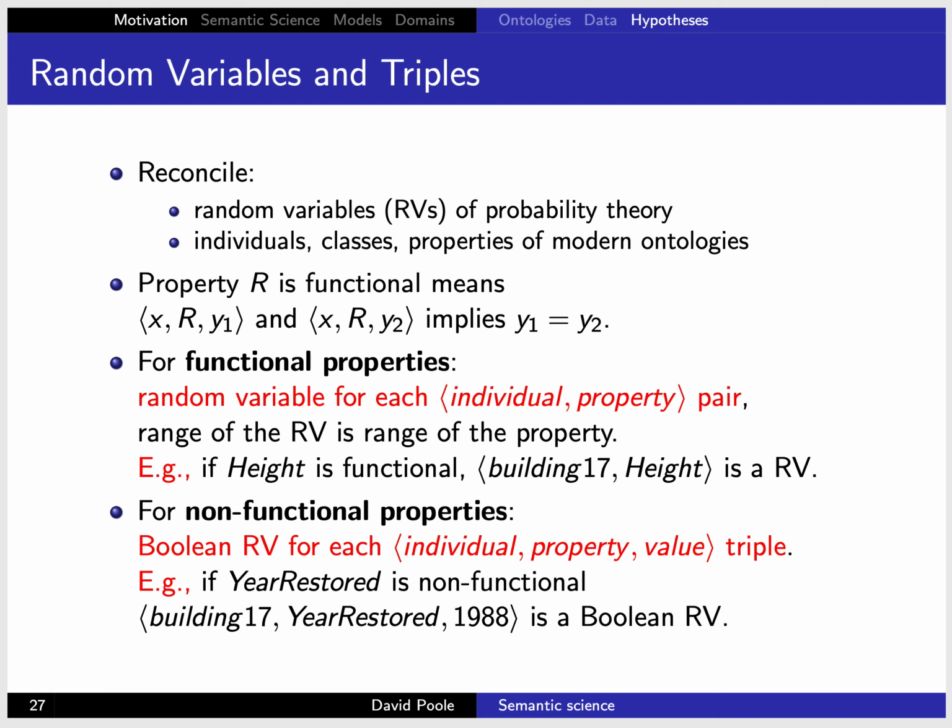For non-functional properties, there's a Boolean random variable for each individual property value triple. If a building was restored in a number of different years, we might have building 17, year restored 1988, which might be true or false. Whether it was restored in 1989 is another Boolean random variable, and so on. So we'd have individual property pairs or individual property value triples. The reason we can do individual property pairs is that each has a unique value, and that's what functional gives us, so it can become a random variable.